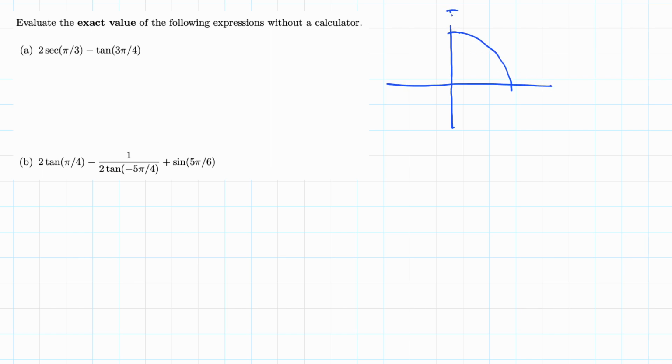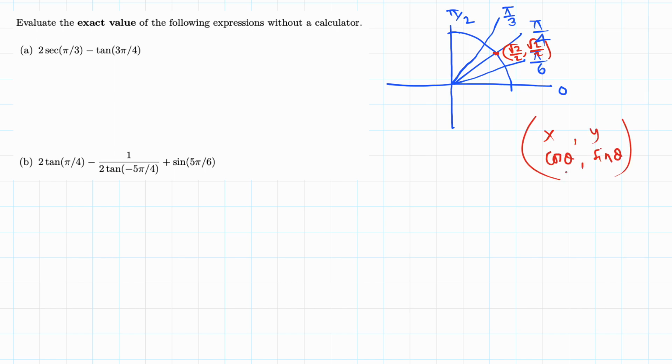In the first quadrant, that's 90 degrees, pi over 2, and 0 is here. In the middle, that will be 45, pi over 4, and pi over 6, 30 degrees. And here comes pi over 3, 60 degrees. We know the coordinates for pi over 4 are root 2 over 2, comma, root 2 over 2. The first will be cosine and the second will be sine. So cosine of pi over 4 is root 2 over 2, and sine is also root 2 over 2.